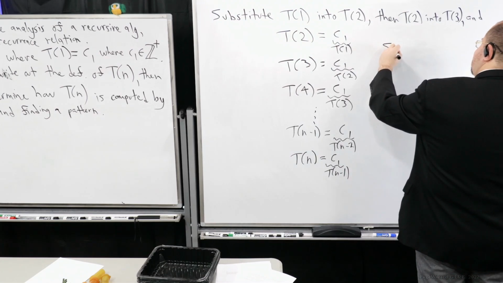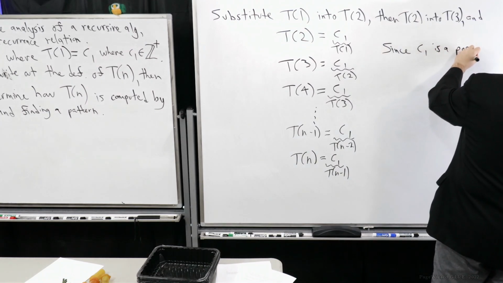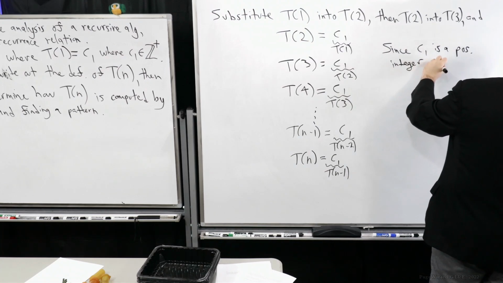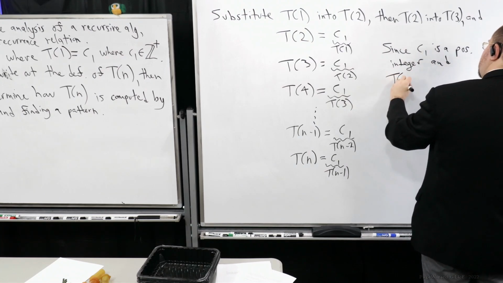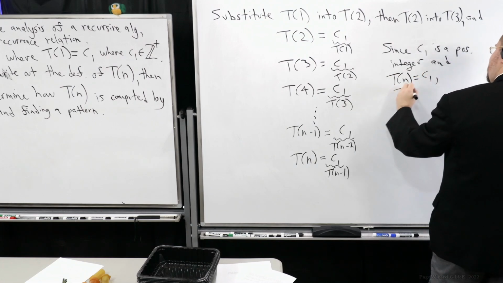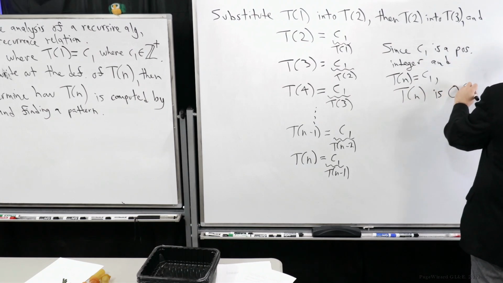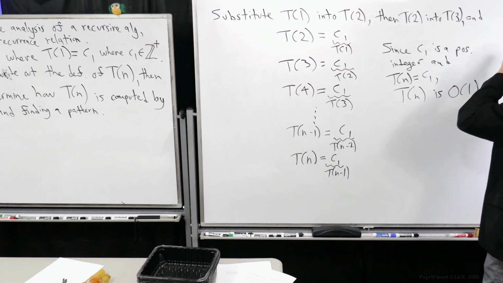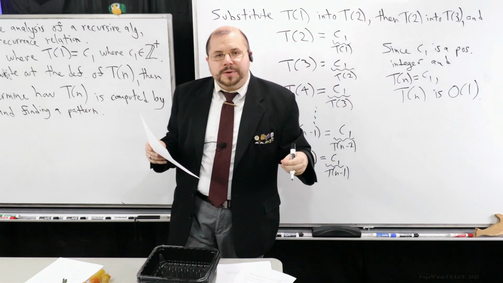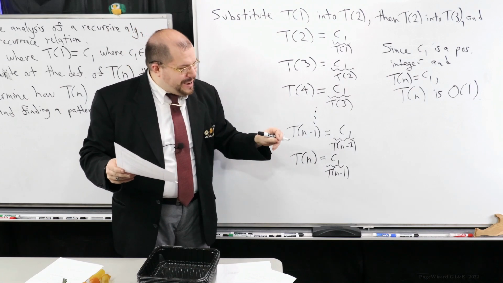So since C1 is a positive integer, and T of n is C1, what does that mean? T is big O of 1. So notice in this case, we only collected up work from the base case. Nothing from any of the other cases, right?